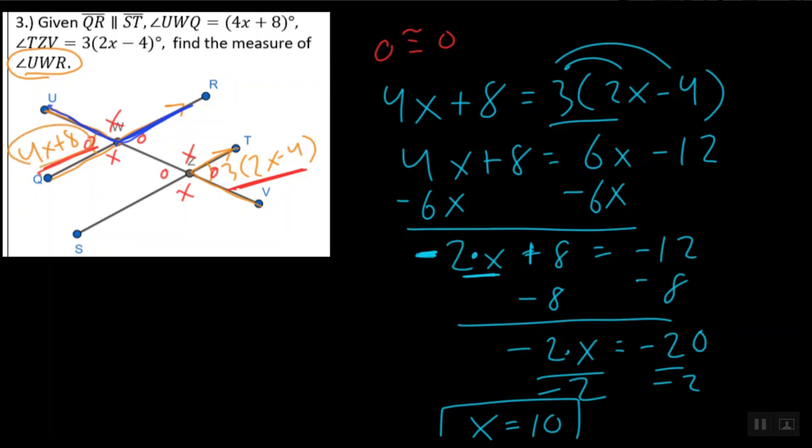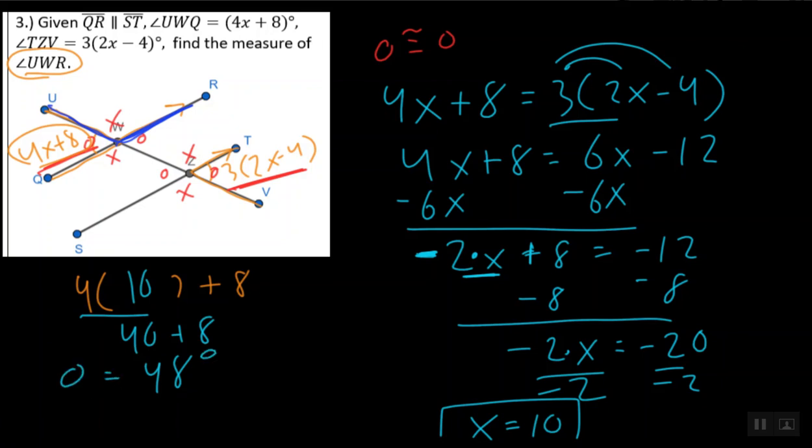So let's use the easier one, 4 parentheses plus 8. And we see our x value is 10, and that's some easy multiplication. 4 times 10 is, of course, 40, plus 8 is 48. Okay, so I know that anything labeled with a circle, that's just a circle right there, not the number 0, I know that can be a little confusing, is 48 degrees.